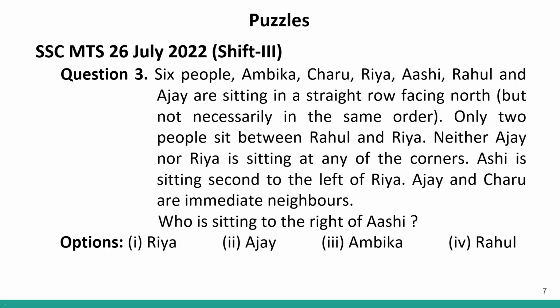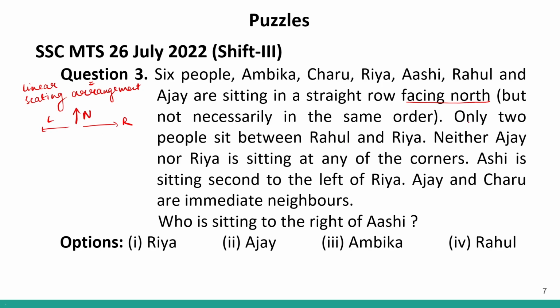Now, coming to question number 3. Question number 3 says that there are 6 people, Ambika, Charu, Riya, Ashi, Rahul and Ajay, that are sitting in a straight row facing north. So again a question on linear seating arrangement. They are facing north. North means, if they are facing north, that means this will be the right side and this will be the left side. Correct?